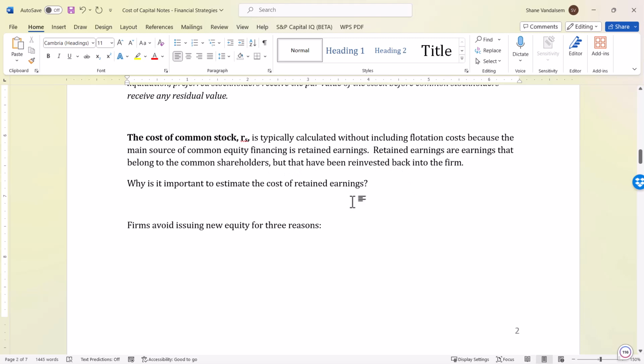So why is it important to estimate the cost of retained earnings? It's because those costs of retained earnings, so that common stock, really does belong to the stockholders, and it should be earning a return for those stockholders.